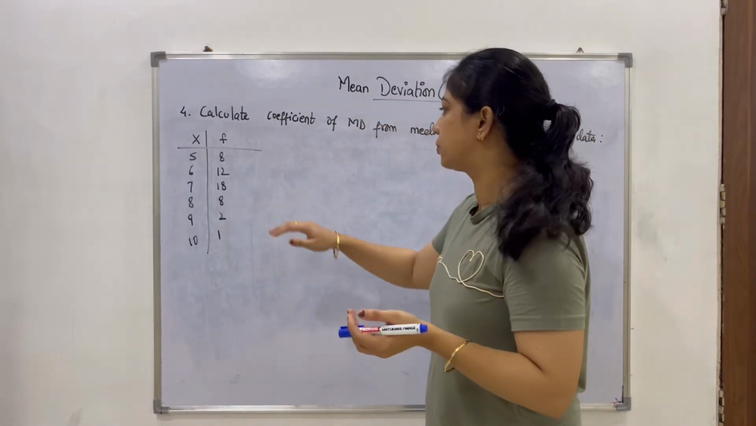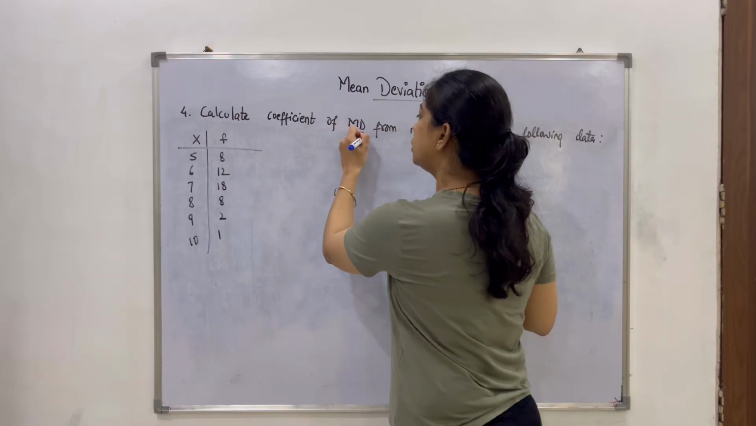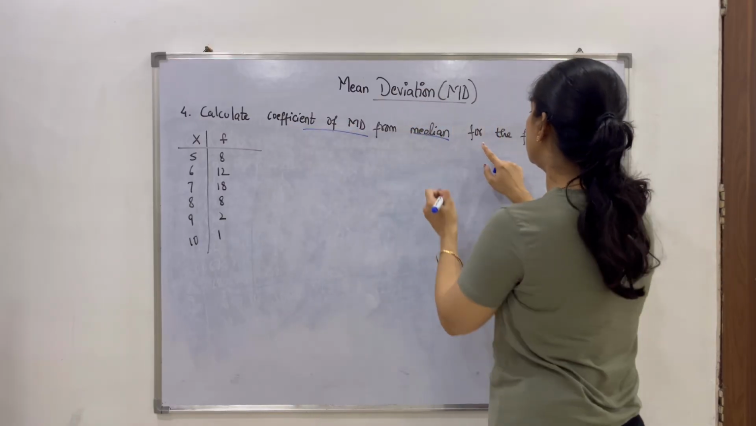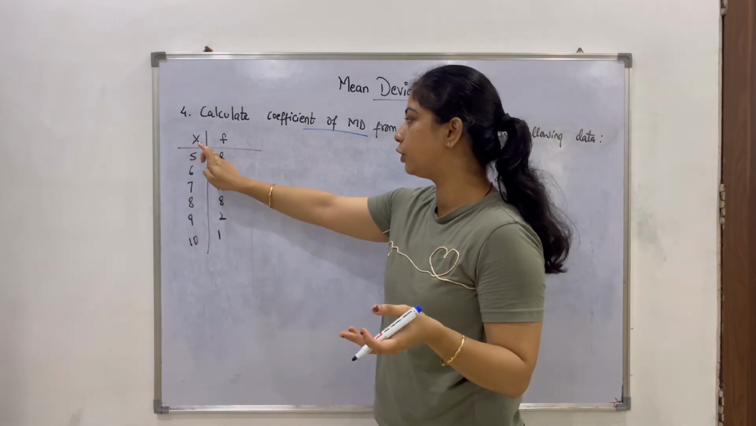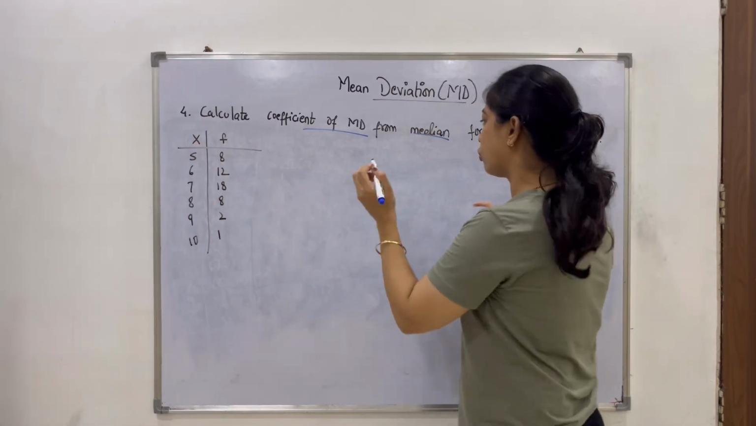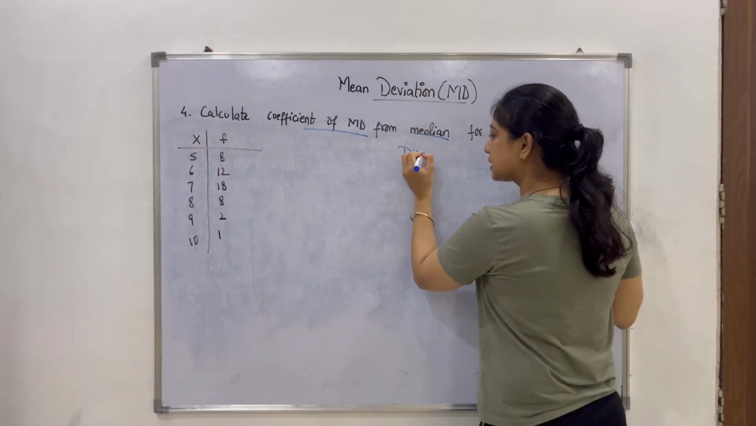Let us look at the next question. Calculate coefficient of mean deviation from median for the following data. So first let us understand which kind of data is given to us. X column along with F column. So this is nothing but discrete data.